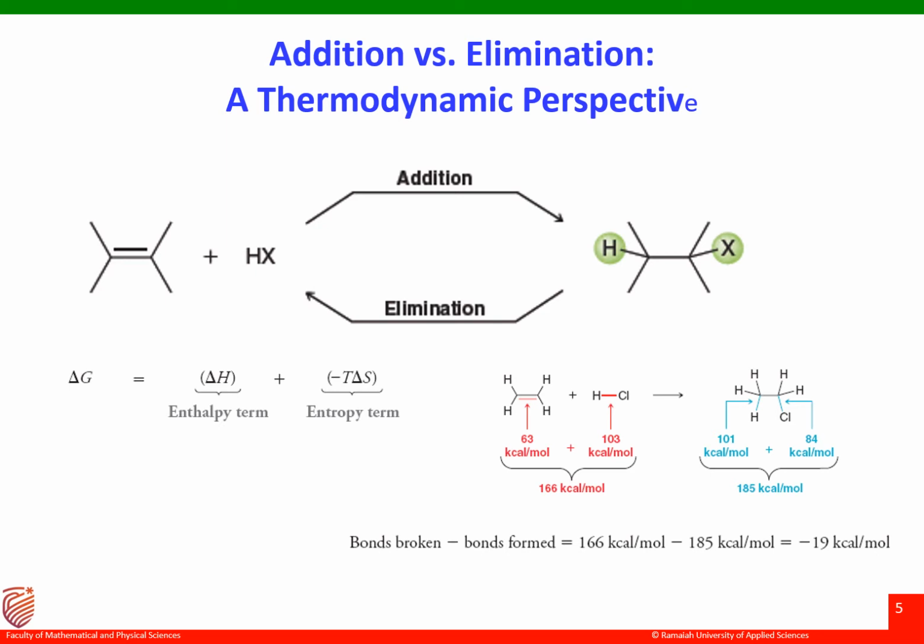So, in nature sigma bonds are much stronger than the pi bonds. So, if we calculate bonds broken minus bonds formed, it is equal to 160 kilocalorie per mole minus 185 kilocalorie per mole, that accounts to minus 19 kilocalorie per mole. That means the bonds being formed are stronger than the bonds being broken.